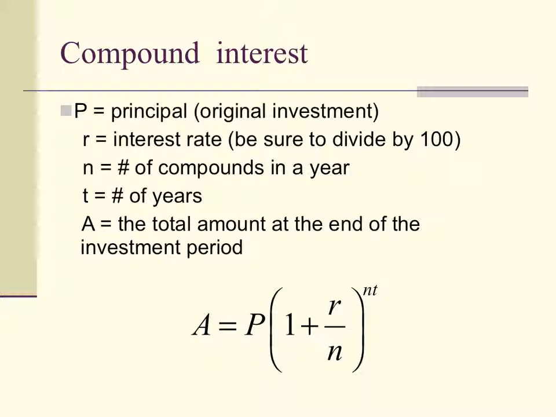N is however many compounds you have in a year. You remember, sometimes you'll hear something's compounded monthly or quarterly. Monthly is 12 compounds a year, quarterly is 4 compounds a year, annually is 1. T is the number of years, and A is the amount you end up with after your investment is complete.